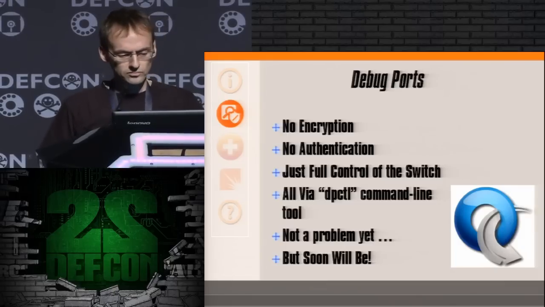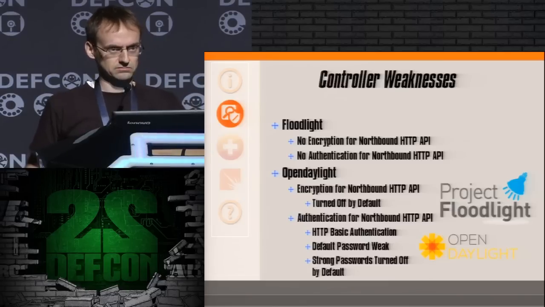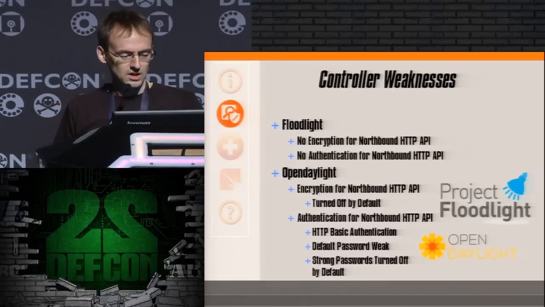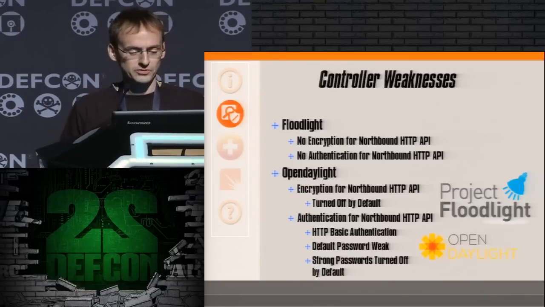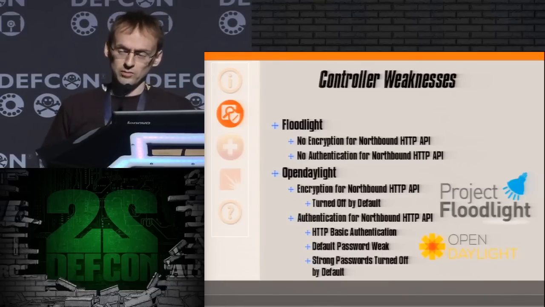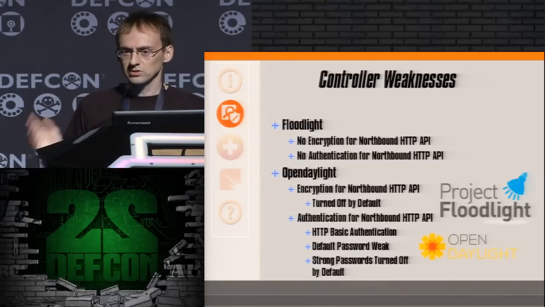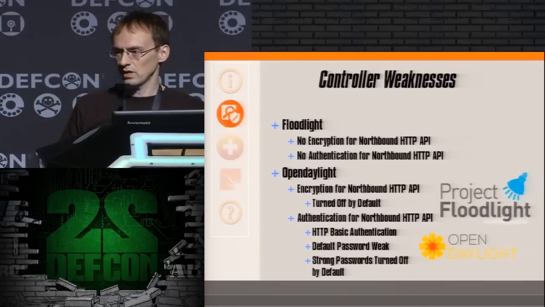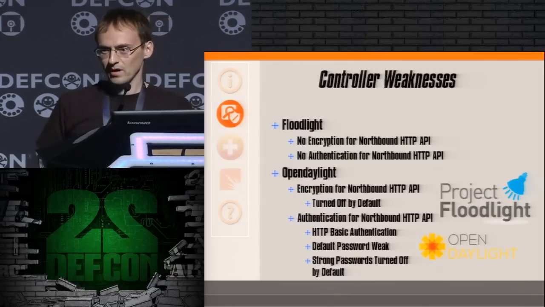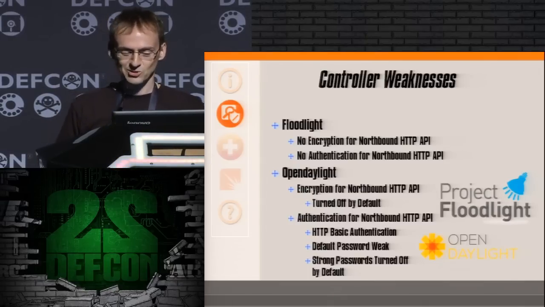Okay. Now this is where we get to the fun stuff. Controller weaknesses. This gets bad here. Floodlight: no encryption, no authentication on the Northbound API. You can just connect to it, take control of it, and have your way with it. Not a problem. It's a very easy controller.